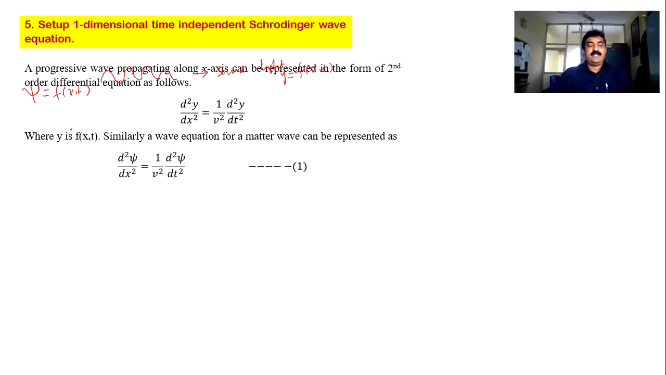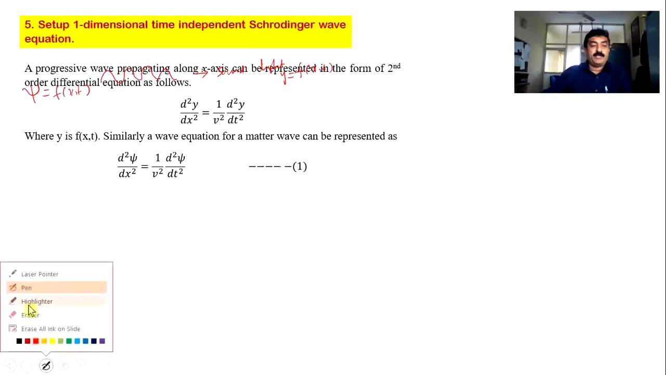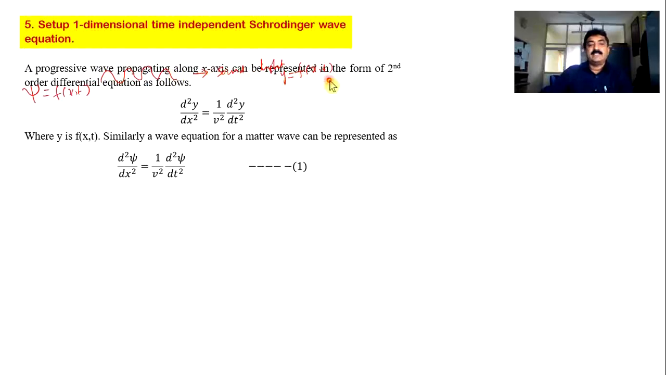So the wording goes like this: a progressive wave along the x-axis can be represented by a second order differential equation. d square y by dx square equals 1 by v square into d square y by dt square. Look at this, y is variable with x, and y is variable with t also. That's why we have d square y by dx square and d square y by dt square, and v is velocity. Similarly, in the place of y, if you put psi, it becomes the differential equation for the matter wave. So the matter wave can be written as d square psi by dx square is equal to 1 by v square into d square psi by dt square.